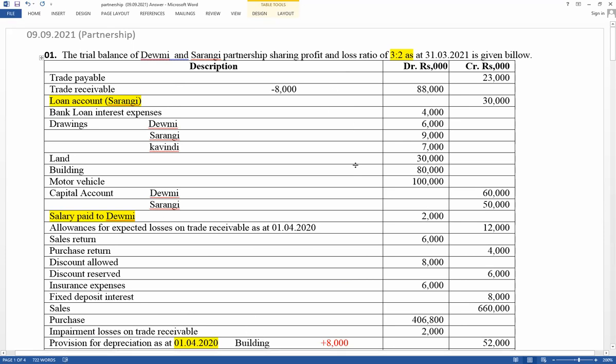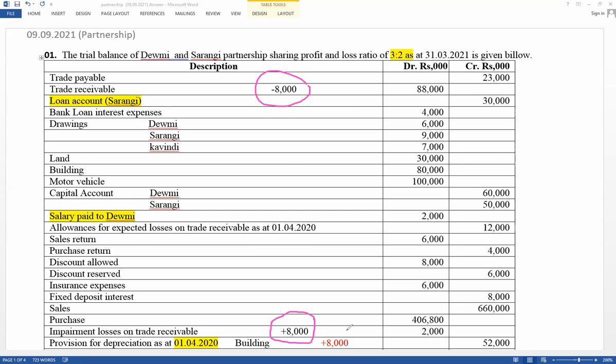Bad debts equal impairment loss on trade receivable. It has given impairment loss on trade receivable also. Therefore, here plus 8,000. This is a bad debts adjustment. Bad debts account debit, debtors account credit, double entry. Think about this one, debtors account credit, and think about this one, bad debts account debit.